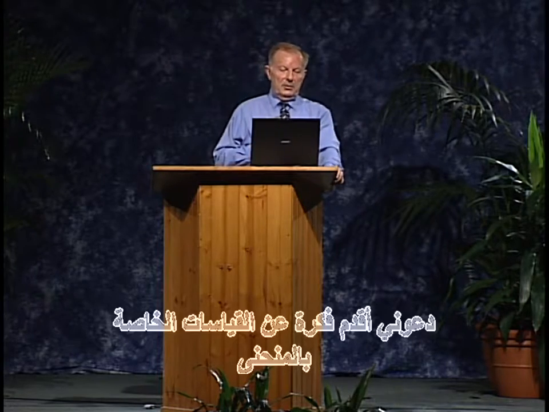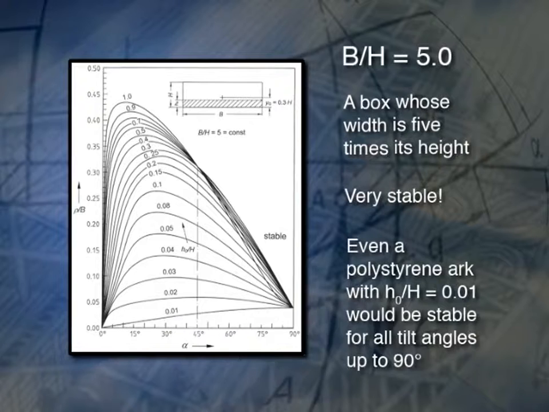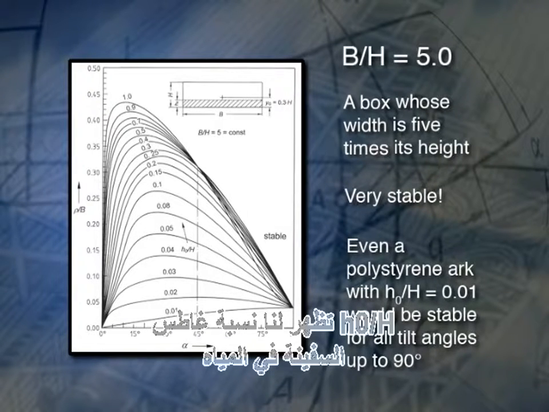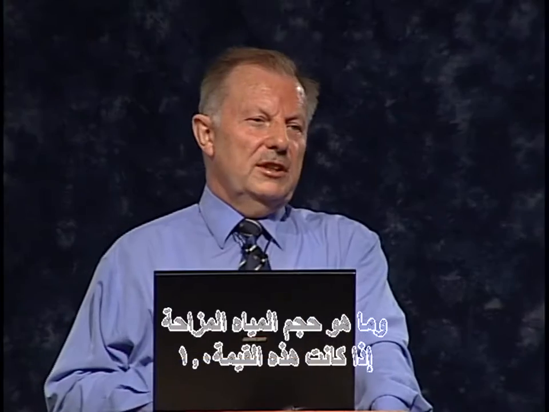Let me give an idea about the parameter for the curves. H0 over H shows us how many percent of the ark are in the water. What is the displaced water? If this value is 1.0, what do you think what kind of ship it is? It's a submarine, yes?